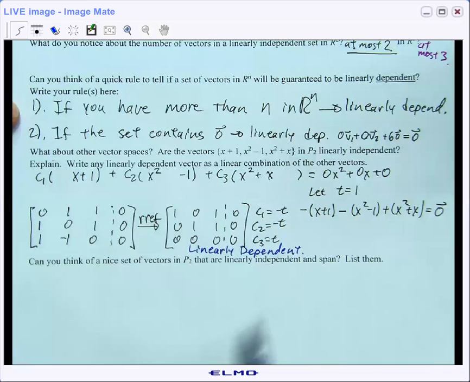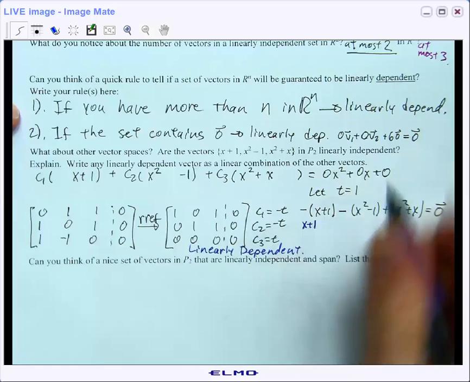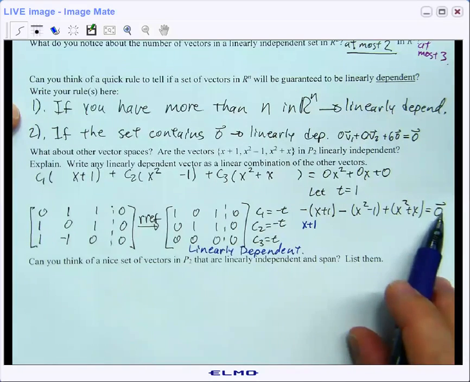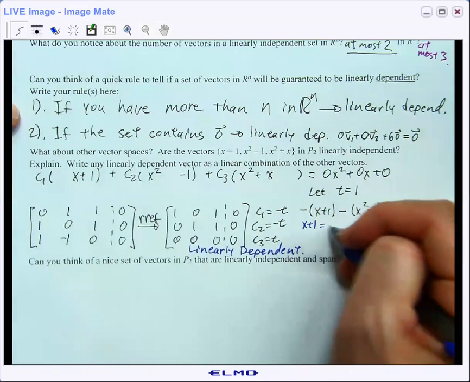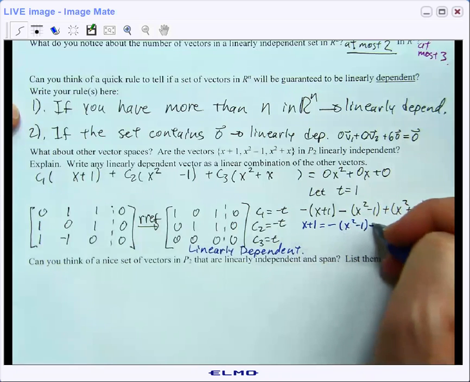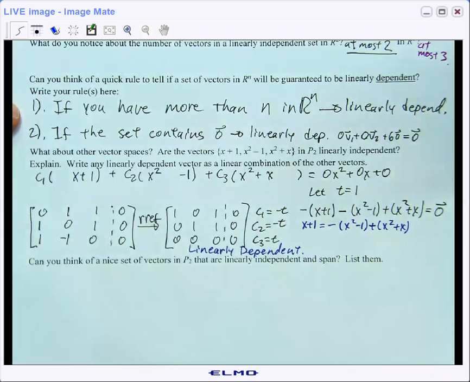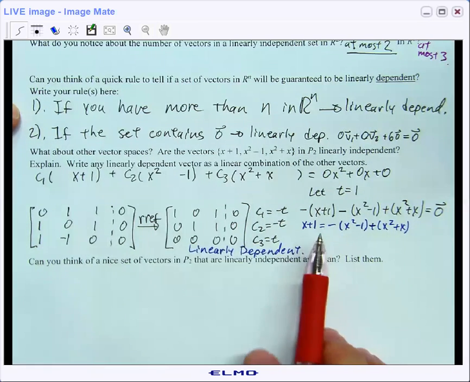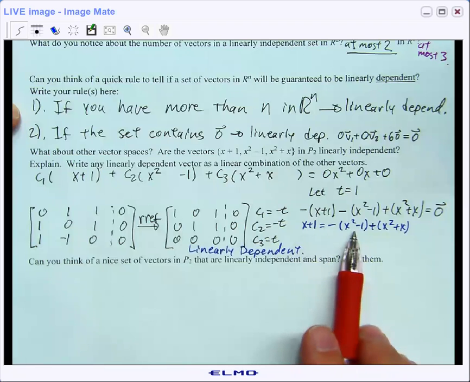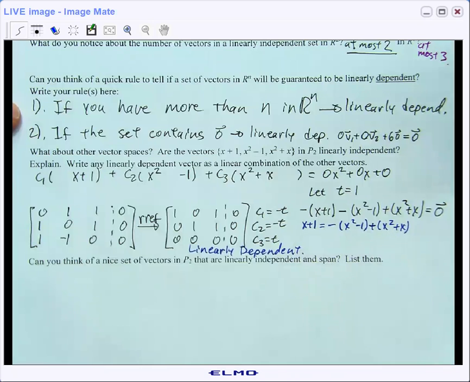Okay. So, for example, I could solve for x plus 1. Since it's negative, I'm just going to move it to the other side. So x plus 1 would equal negative x squared minus 1 vector plus x squared plus x vector. So you could see that anything that we could make with x plus 1 could have already been made with x squared minus 1 and x squared plus x.